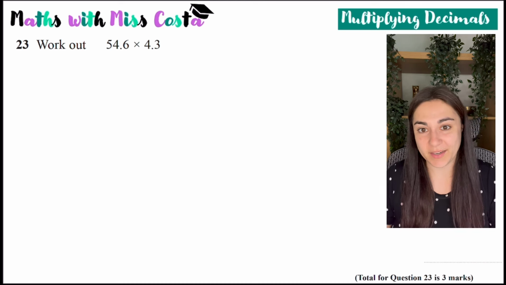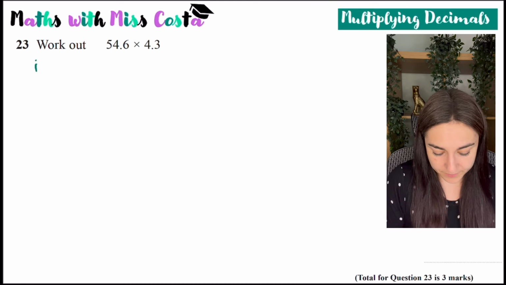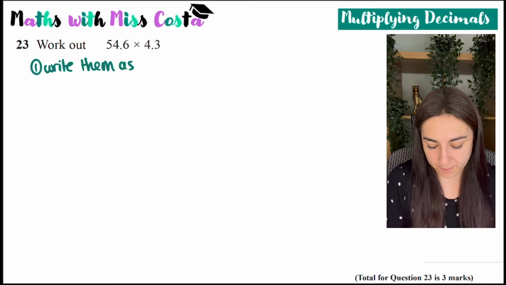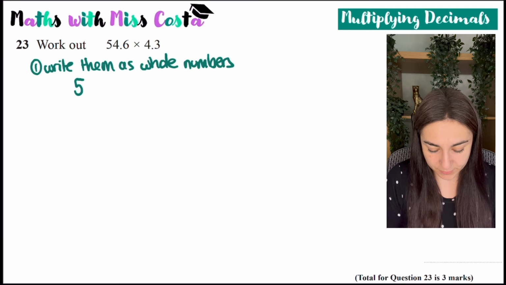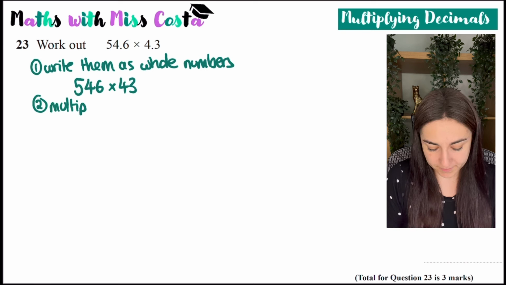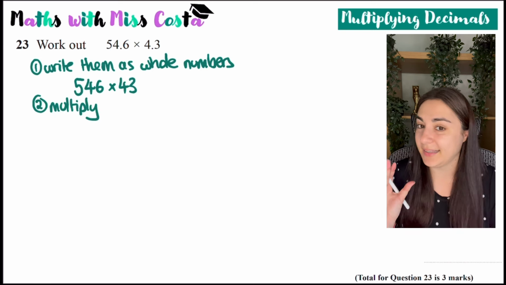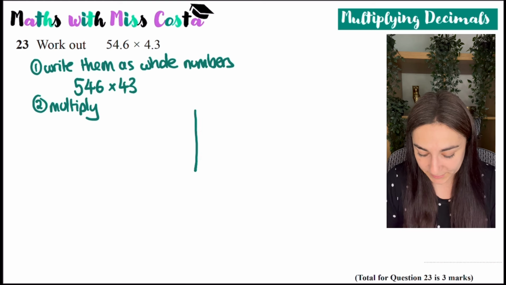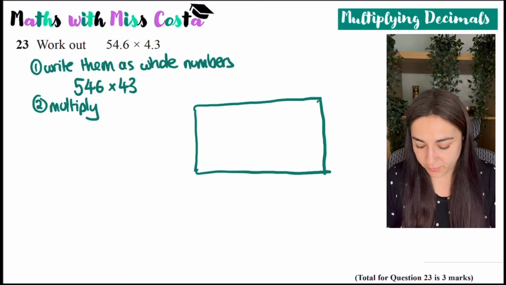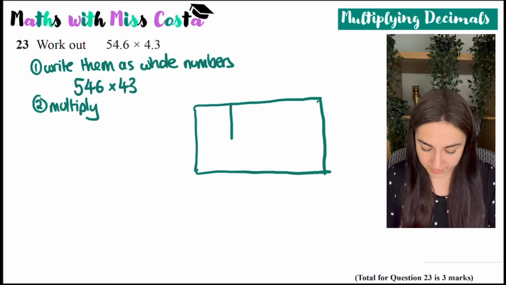So next I've got multiplying decimals. There's a little trick we can use here. Step 1, you want to write them as whole numbers. So I want to ignore the decimals and just write them as whole numbers. That would be 546 times by 43. Step 2, actually multiply them together. I'm going to use the Napier's bones method just because I prefer this and I think there's fewer mistakes here. So I've got a 3-digit by a 2-digit number.